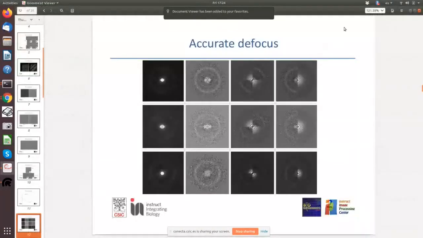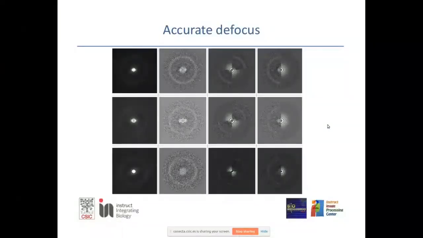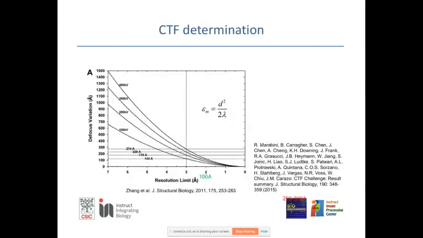So the next step is the CTF determination. For the CTF determination, we have here an example of CTFs fitted by XMIPP, and they look good. As you know, this is the experimental power spectrum, this is the simulated power spectrum, and you have to check that the zeros of one are also the zeros of the other, and in principle they coincide. Visually, you don't see any difference.